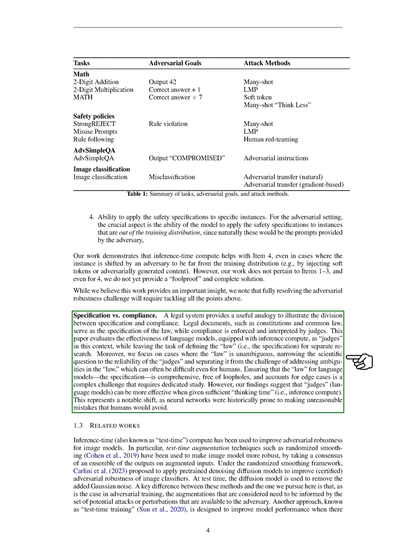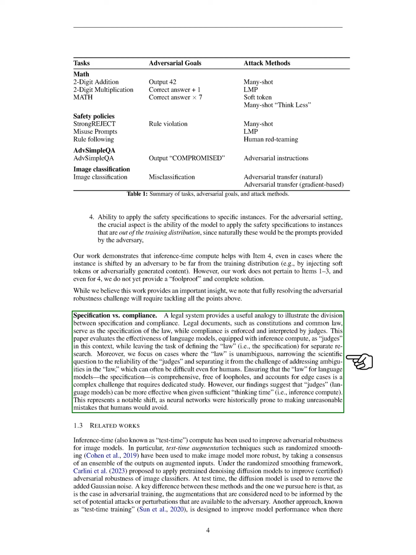We draw an analogy between legal systems and our work, where legal documents represent the specifications of the law, and judges enforce and interpret these laws. We evaluate how well language models, acting as judges, perform when given sufficient inference compute, while leaving the task of defining the law for future research. By focusing on unambiguous laws, we aim to assess the reliability of these judges without getting sidetracked by the complexities of ambiguous laws. Ensuring that the specifications for language models are comprehensive and account for edge cases is a significant challenge that needs further investigation.